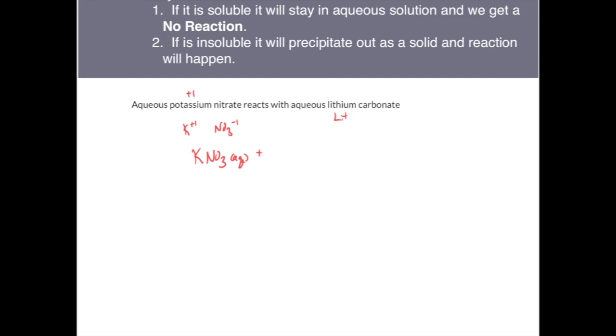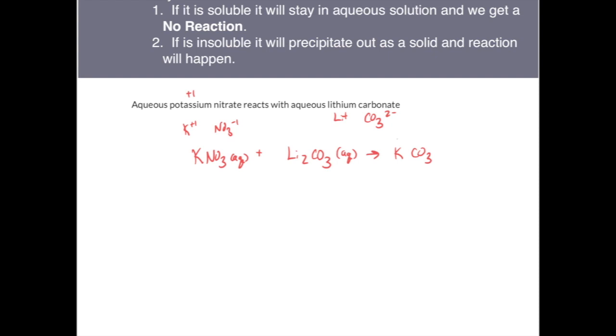Now lithium is a 1+, and carbonate is CO3 with a 2-. And so I need to balance the charges, and I need 2 lithiums for every carbonate in order to have balanced charges, and this is also aqueous, so I'll put a little aq. Now I'm going to take the first and the last, the A and the D, and put them together. And so I'm going to have K and CO3.